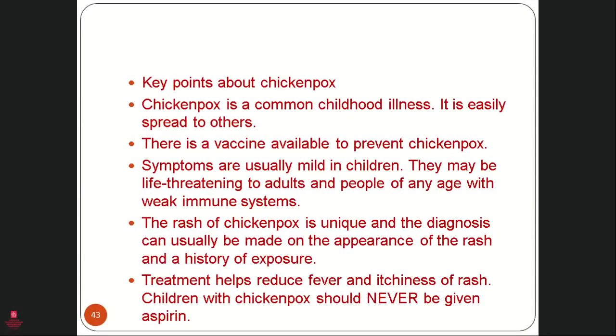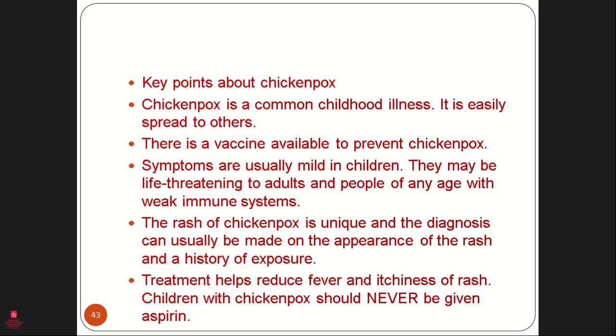And in conclusion, key points about chickenpox. Chickenpox is a common childhood illness. It is easily spread to others. There is a vaccine available to prevent chickenpox. Symptoms are usually mild in children. They may be life-threatening to adults and people of any age with weak immune systems.